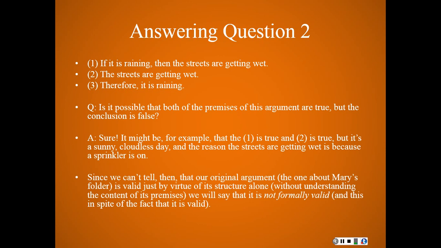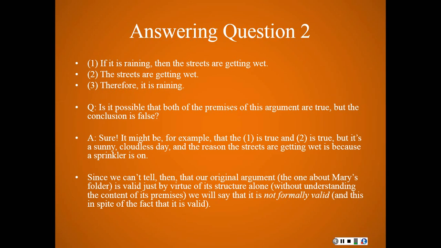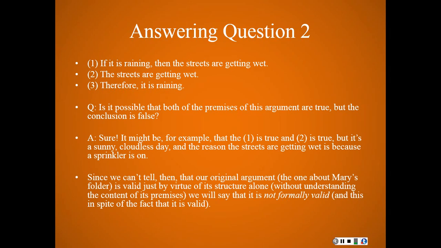So, not knowing what P and Q mean, for all we know, they could mean "it is raining" and "the streets are getting wet." So for all we know, the argument that we're looking at could be this one. And we can clearly see that this argument is not valid. So we can't tell by the structure of our original argument alone that it's a valid argument.